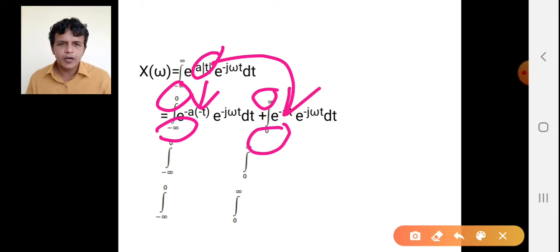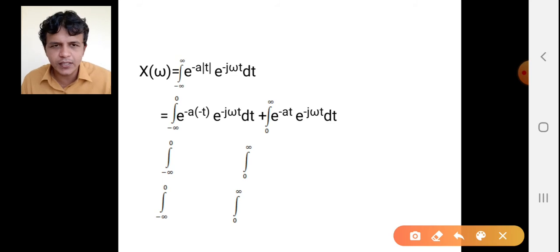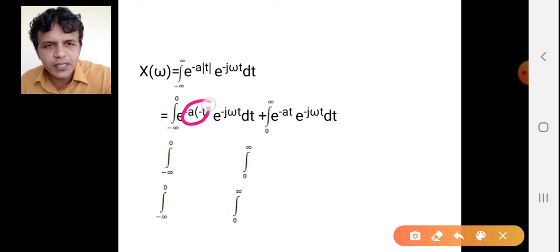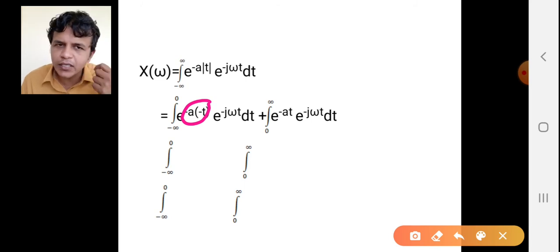Now we are going to simplify this. Minus a into minus t is plus at. So we will get e^(at) into e^(-j omega t) dt, that becomes e^((a - j omega)t), and t can be taken common outside.